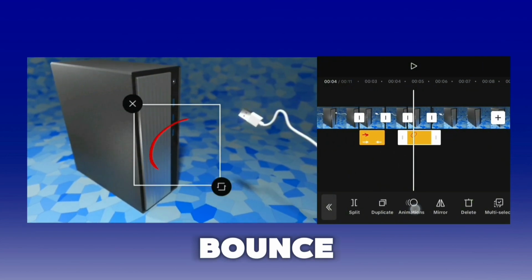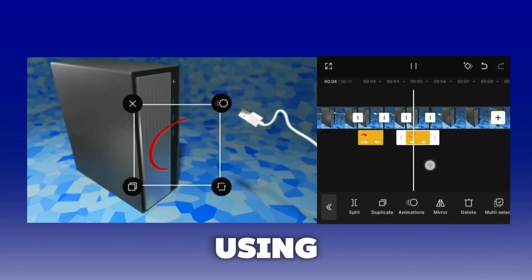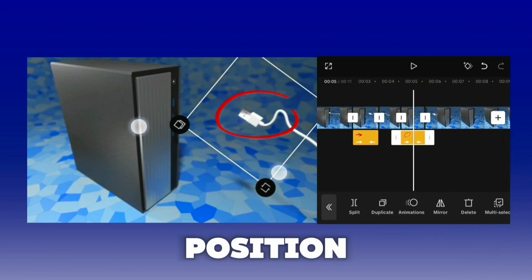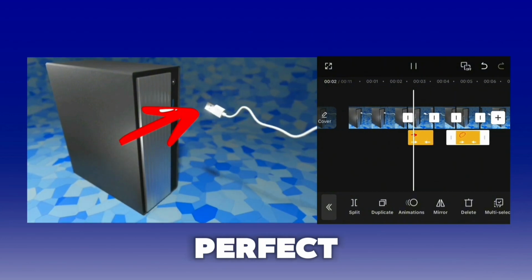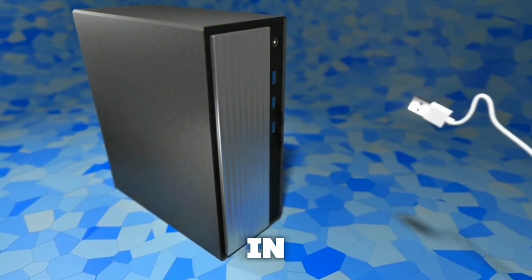Add the in and out bounce animations and also adjust the timings. And then all you need to do is using 2 fingers to adjust the position, size and rotation of your circle. Perfect, you successfully created in and out bounce animations with arrows and circles in CapCut Mobile.